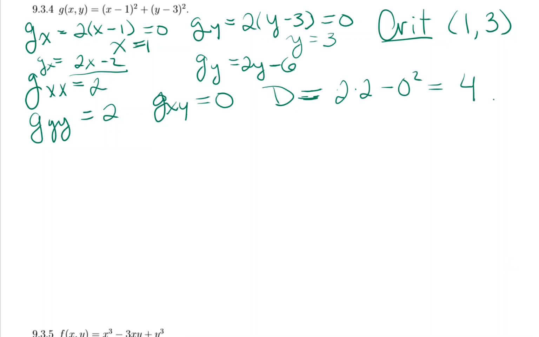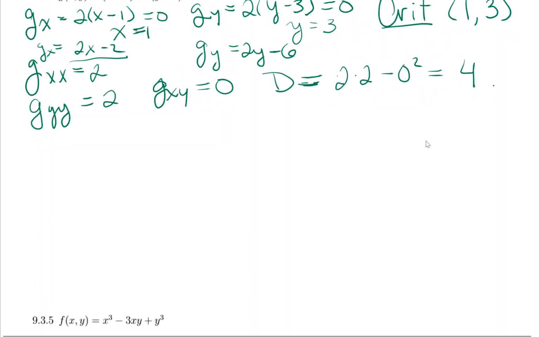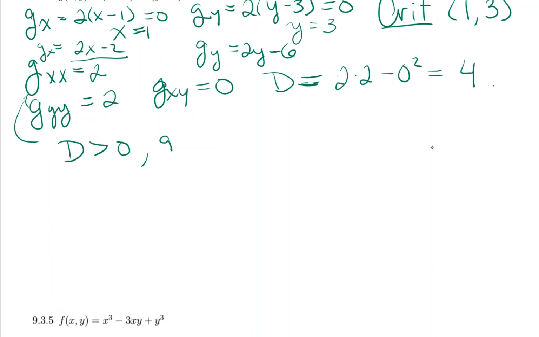And so it's positive, which tells me immediately I have either a max or a min. And then you look back at gxx and you're like, oh, it's also positive. So I've got my D positive, my gxx positive, which tells me I'm looking at something that's concave up. And that gives me, happy times, that my critical value must be at the bottom of something that's curving upward, and that tells me I have a minimum at (1, 3).